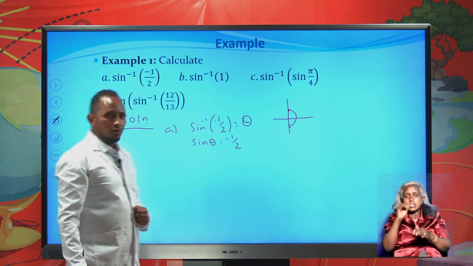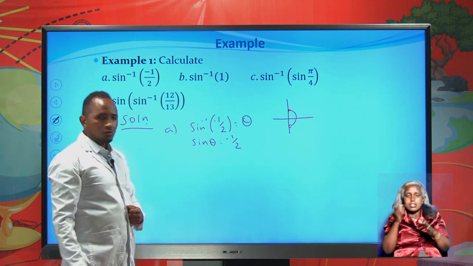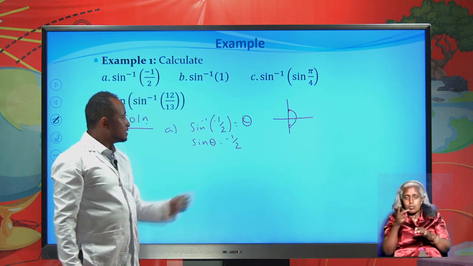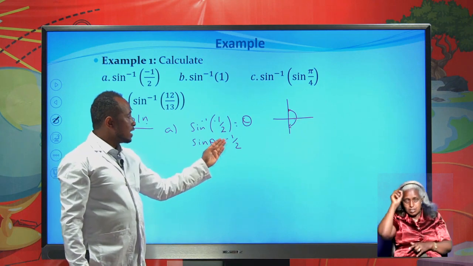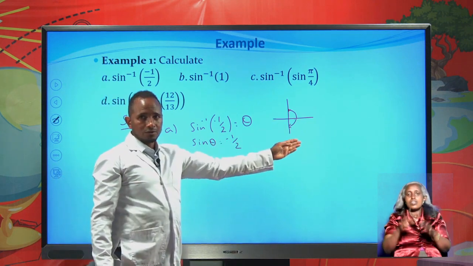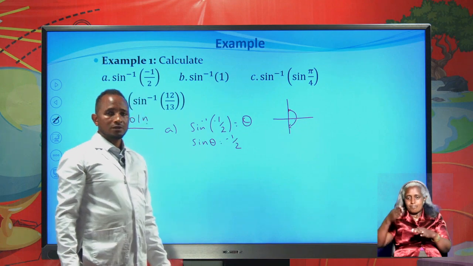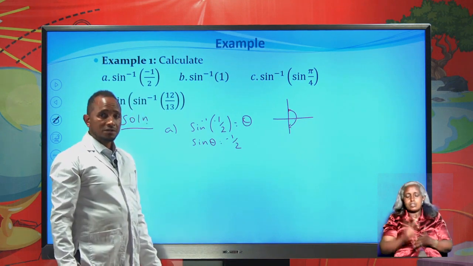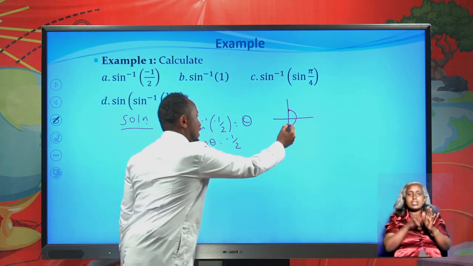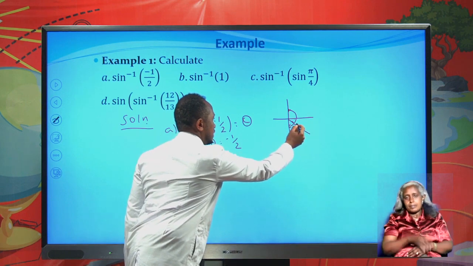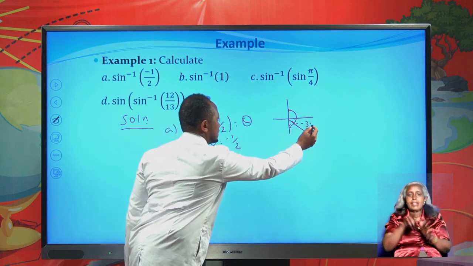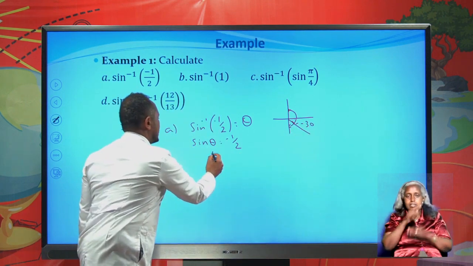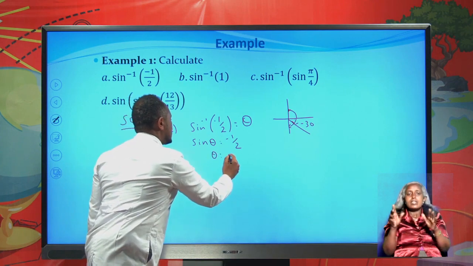Sine is 1 over 2 at an angle of 30 degrees, but this one is negative, so the angle must be in the fourth quadrant. The fourth quadrant angle corresponding to 30 is negative 30. Therefore, theta in this case is negative 30 degrees.